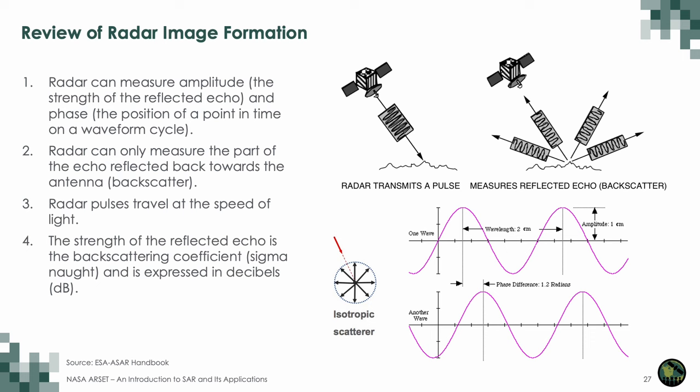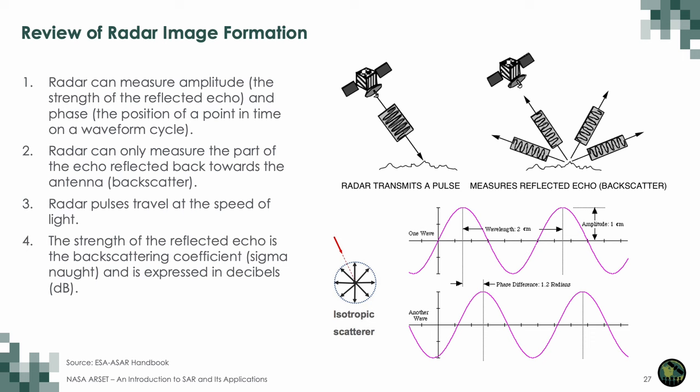Usually, values vary from minus 25 dB, which are areas that have low backscatter or dark tones, or little energy reflected back to the radar, to values that are greater than 1 dB. So those are high backscatter areas or bright tones where a large amount of energy is reflected back to the radar. The phase is the position of a point in time on a waveform cycle, and phase is usually measured in angular units like degrees or radians.